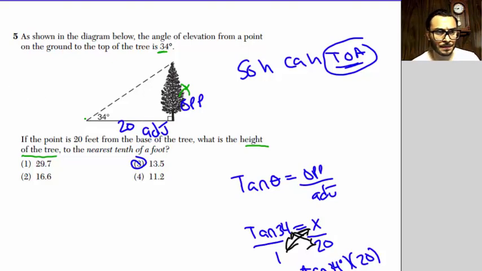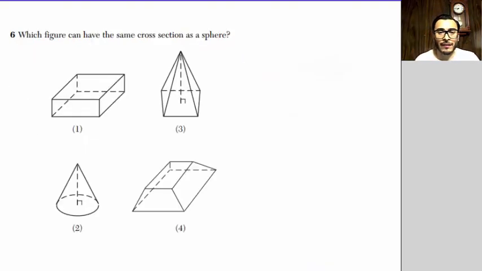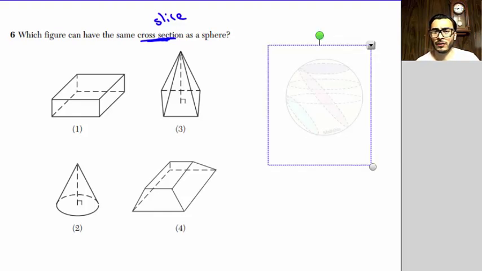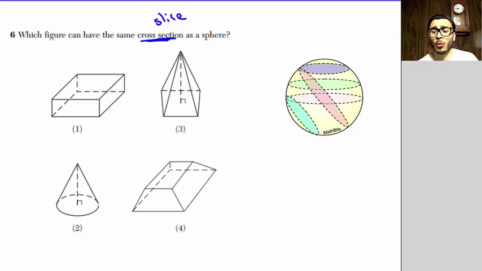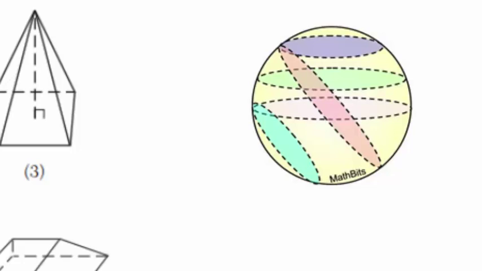Okay, next question. Which figure can have the same cross section? So a cross section, think of it as a slice. And it says which figure can have the same cross section or the same slice as a sphere. So let's just take a look at a sphere. So whichever way you slice a sphere, you're going to get a circle, right? Just one slice. So if you slice left to right, you get a circle. If you slice diagonally, you get a circle.